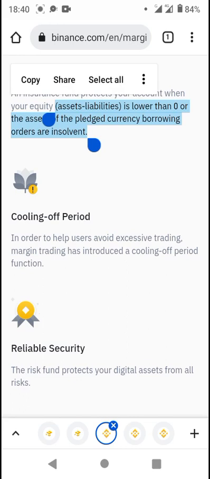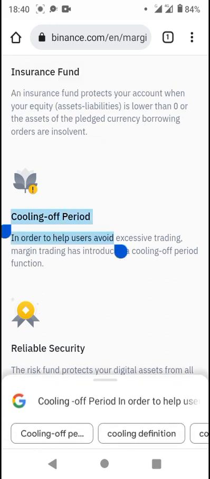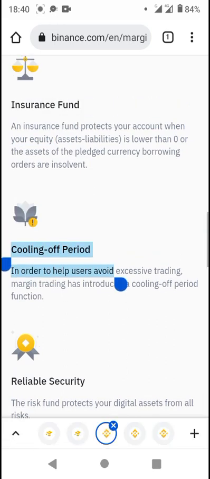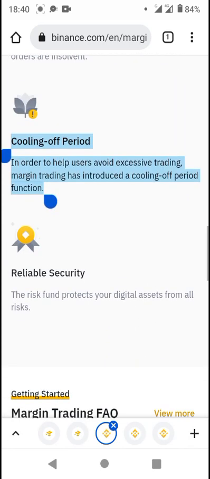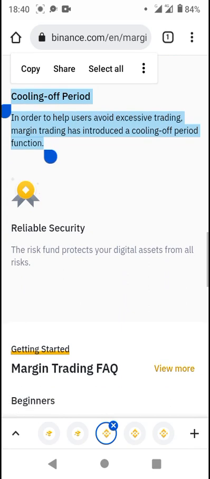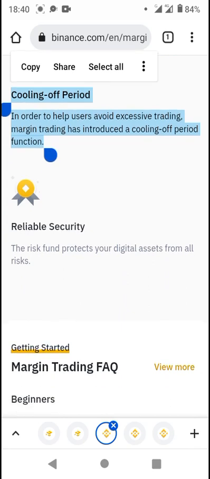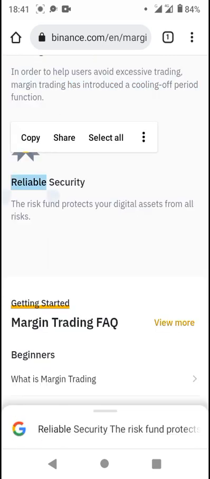Another benefit is the cooling off period. To help users avoid excessive trading, margin trading has introduced a cooling off period function. You can utilize this feature while trading on Binance. You will be allowed to trade for a particular period of time, and there are limits after which you need to cool off before you can begin again. And there's also the reliable security feature.